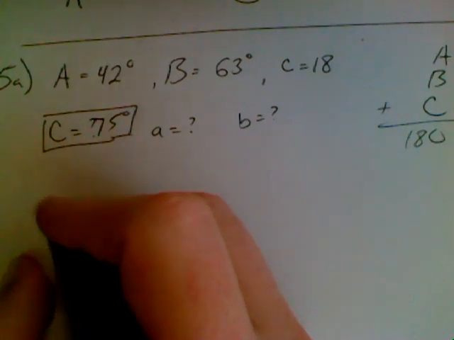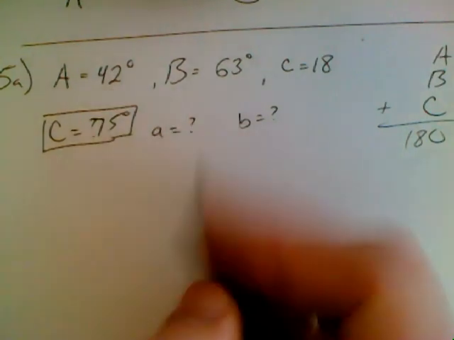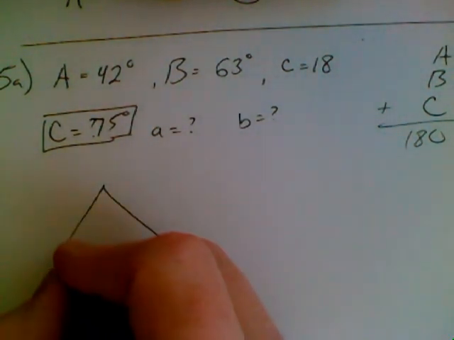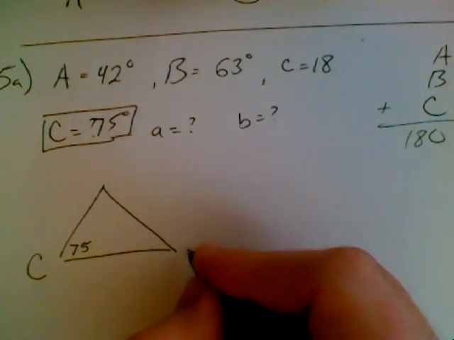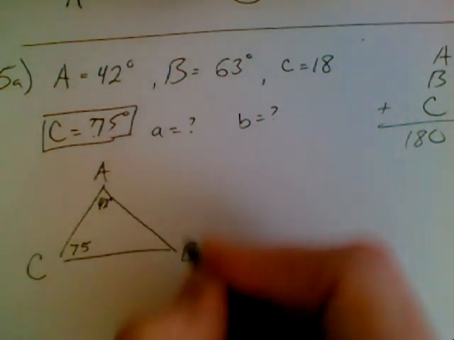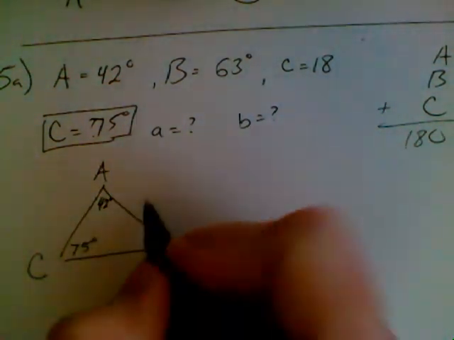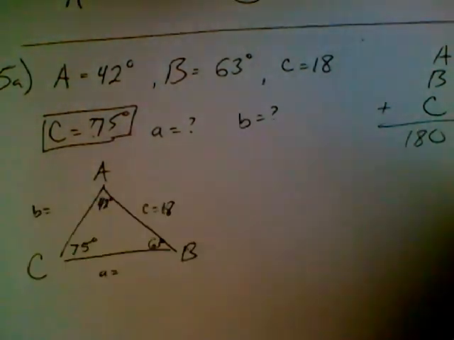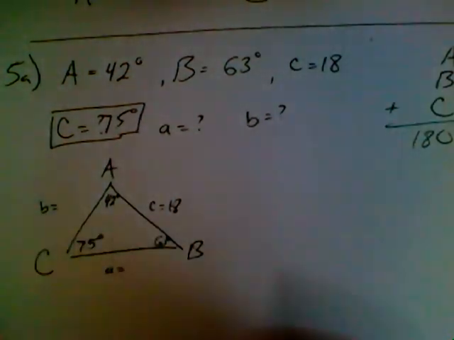In theory, when I draw this triangle, I should draw that angle the biggest, that angle the next biggest, and then that one the smallest. I really don't care. It really doesn't matter. I'm going to call this C, this A, and this B. So this is going to be 42 degrees, and this is going to be 63 degrees. Across from C, I have c equals 18. Now I just have to find out what a is down here and b is over here. The reason this is a is because it's opposite the angle A. The reason this side is b is because it's opposite the angle B.